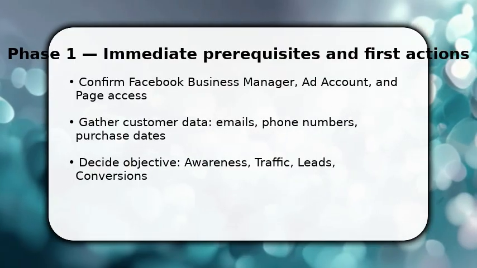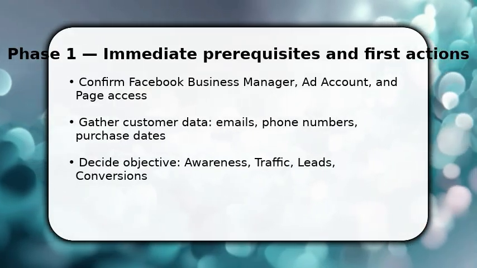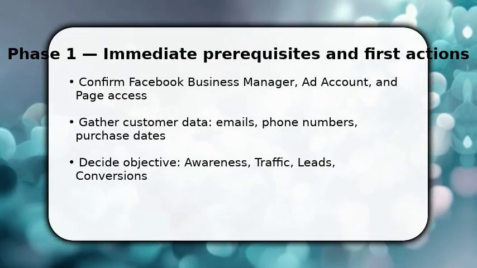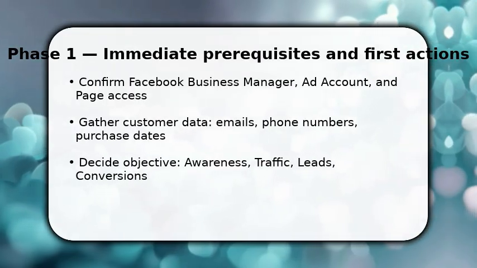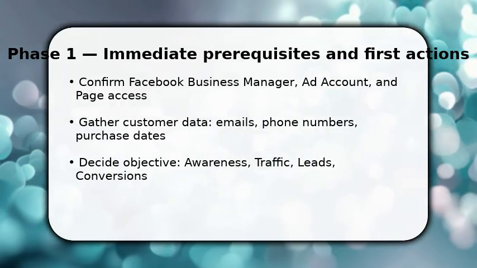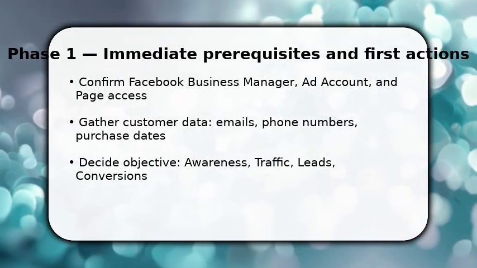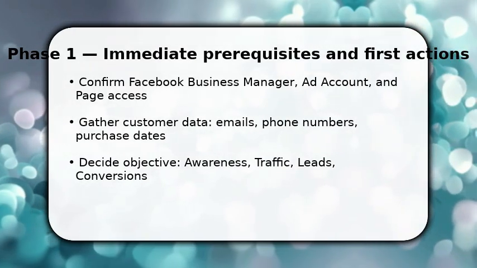You start by confirming access in Business Manager and linking the correct ad account and page. This avoids permission delays. Once done, collect your first-party data, emails, phone numbers, purchase history, and format as CSV. Make sure to choose the campaign objective now because it shapes targeting options and optimization events.